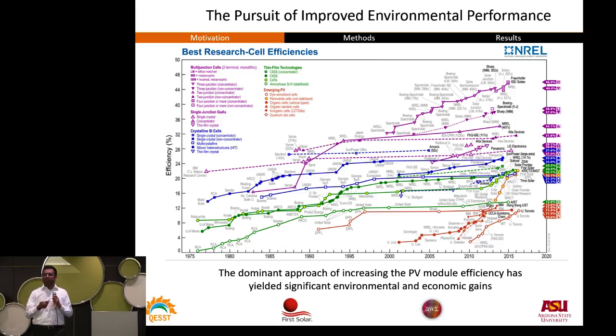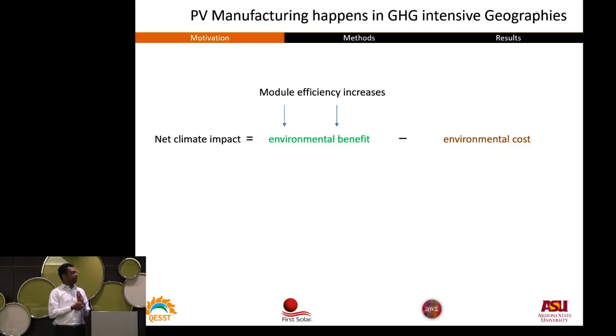This famous NREL graph is a tribute to this approach that's used by industry and research. We can see efficiencies from across different PV technologies improving rapidly. No doubt this has yielded a large amount of economic and environmental benefits by making PV systems more environmentally friendly and attractive for investments across multiple markets. So this part is pretty much established.